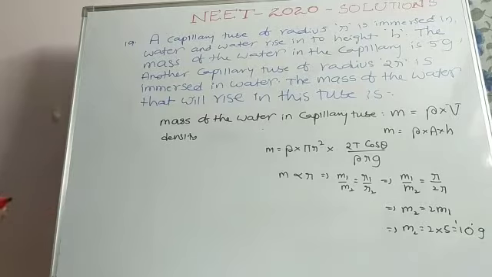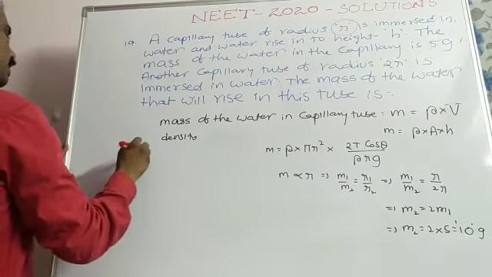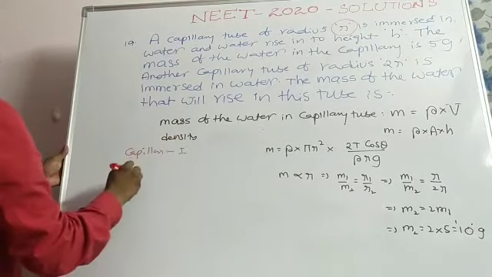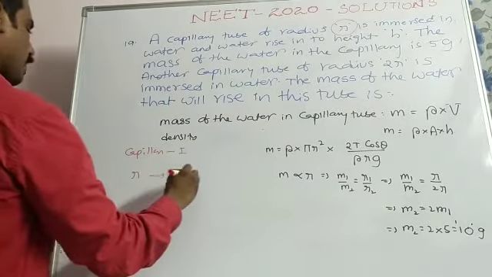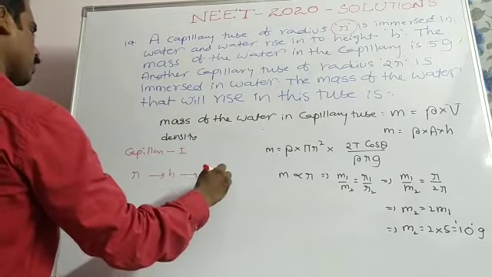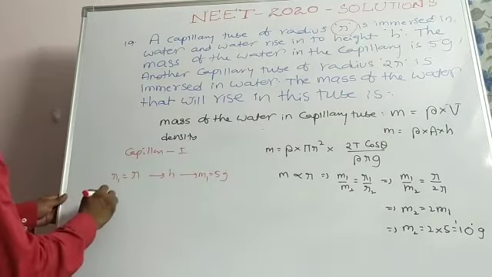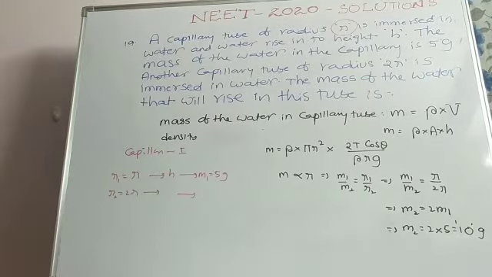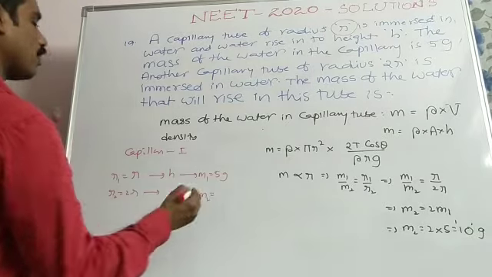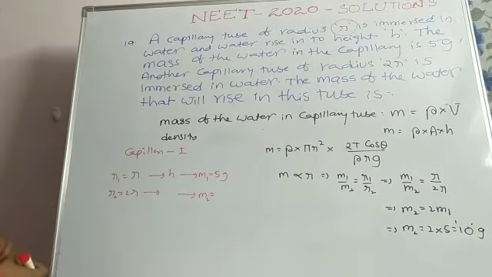First of all, there is a capillary tube 1 whose radius r1 is smaller, and water rises to height h. The mass given m1 is equal to 5 gram, r1 is equal to r. Now another capillary tube of radius 2r is taken. What will be the mass of the liquid raised in this tube? Here we have to consider h constant, I think. So what about the expression?